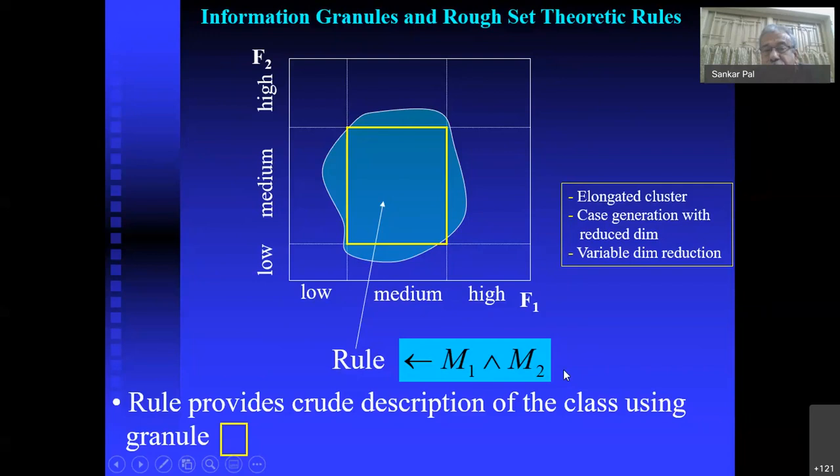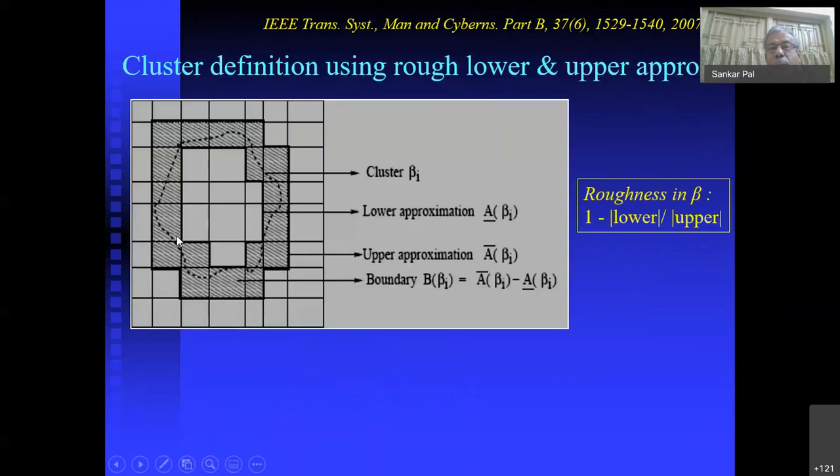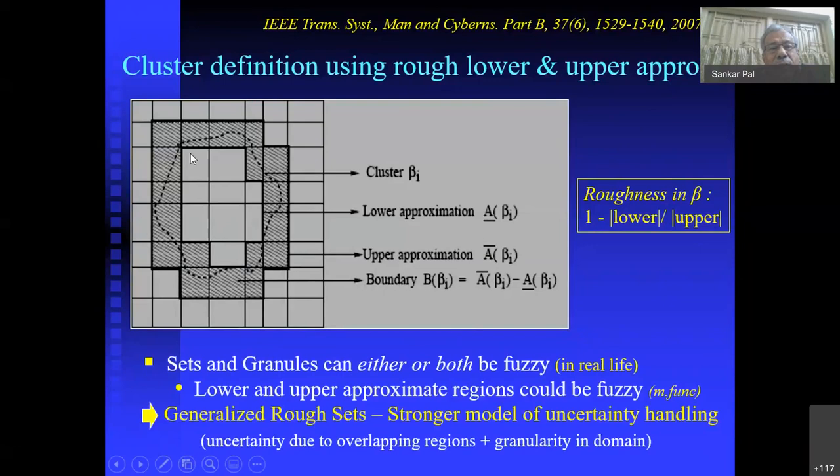Now, what is upper and lower approximation in uncertain modeling? Suppose this is a cluster. I know that in a cluster, ambiguity regarding the belonging of a pattern to this cluster comes only from the boundary. If the data is around the centroid, there is no ambiguity regarding their belonging. Therefore, we can consider that this is my core, this is my boundary. So in the notion of rough set, I can call this a lower approximation, and this plus this together the upper approximation. Then I can define the roughness of this cluster, beta equal to 1 minus cardinality of lower divided by cardinality of upper. Because if lower equals upper, then it is 0. That means lower will be equal to upper only when there is no granularity.